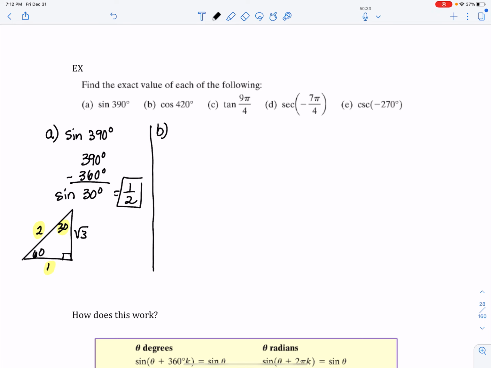B, cosine of 420. So do the same thing. Take 420 less 360, and when we do that, we get 60 degrees. So we're actually looking for cosine of 60 degrees because cosine of 60 degrees is coterminal with cosine of 420. So once again, we can use our 30, 60, 90 triangle. And by the way, you have to have these triangles memorized. It's the only way to survive. Okay, so I'm looking at 60 degrees and cosine is adjacent over hypotenuse. So cosine of 60 degrees equals 1/2.